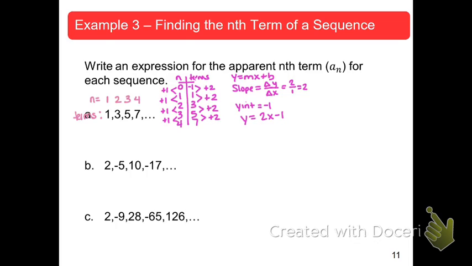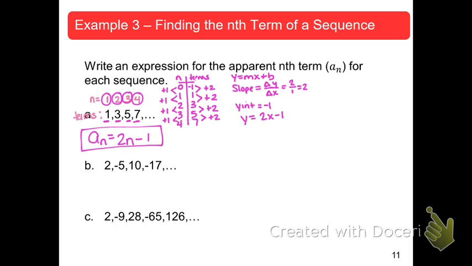But we're looking for a sub n. Well, that's no big deal. It's just instead of x, we're going to put an n there. So it's going to be 2n minus 1. And then make sure you check it. When you plug in 1, what do you get? Well, 2 times 1 is 2, minus 1 is 1. Plug in 2, what do you get? 2 times 2 is 4, minus 1 is 3. Plug in 3, 2 times 3 is 6, minus 1 is 5. Plug in 4, 2 times 4 is 8, minus 1 is 7. So it worked on all of them, so this is my equation.